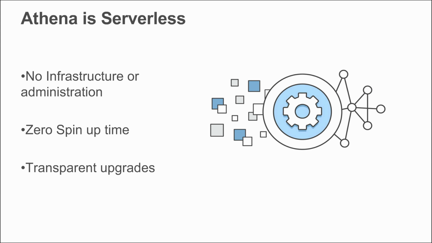Let's walk through a couple of features. Athena is serverless. That means there is no infrastructure, no instances, no administration required, and no software upgrades required. There is no infrastructure that runs in your account. You talk to Athena using an endpoint or using the console. There is zero spin-up time, which means as soon as you log in, you're ready to submit queries, analyze results, or create tables. It also means all the upgrades that happen behind the scenes are transparent to you. You get the benefits of the upgrades without any downtime as soon as they happen.